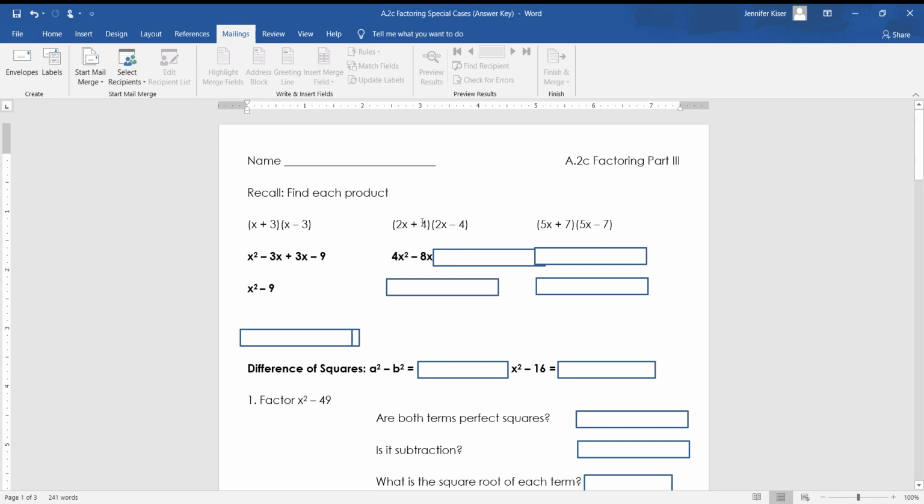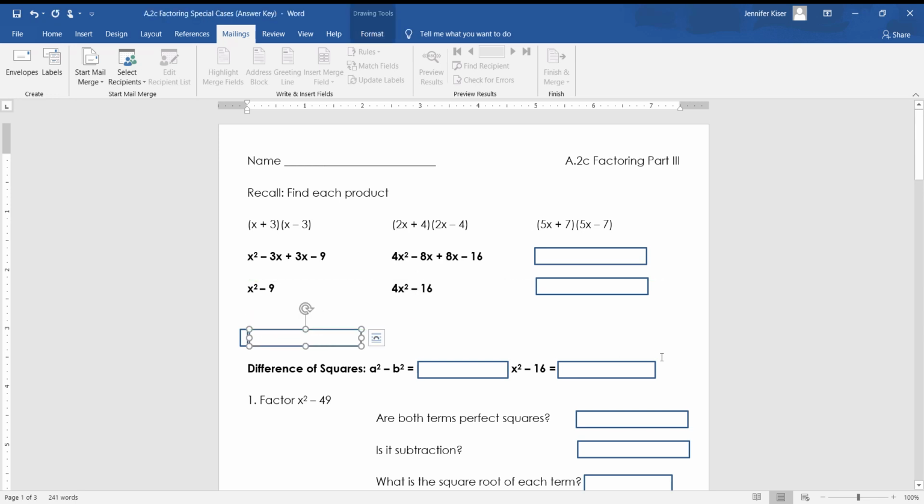Then you can multiply the 4 by the 2x, that'd be plus 8x. And then you'll have the positive 4 times the -4. So that'd be -16 at the end then. And then for your like terms here, you can combine the -8x plus 8x. So that'd be 0x. So you'll have 4x squared minus 16 then.